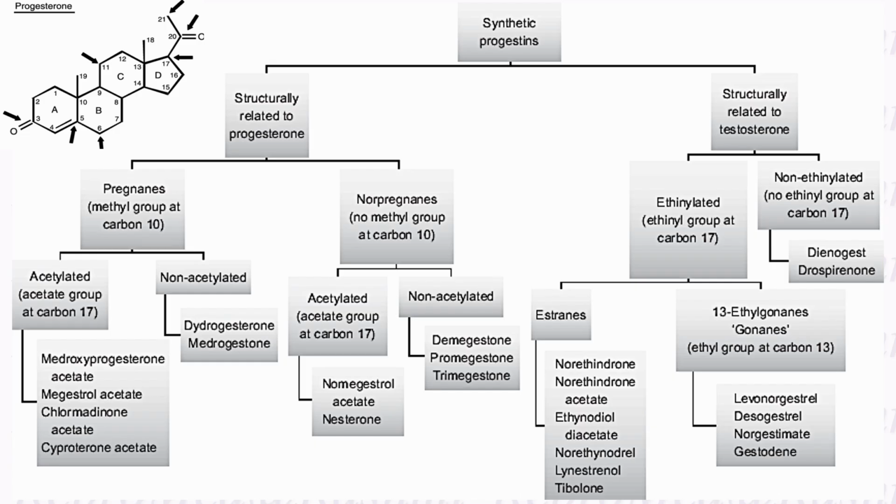Now, coming on to those which are structurally related to testosterone. They can be divided into ethynylated and non-ethynylated. The non-ethynylated are dienogest and drospirenone, while the ethynylated are divided into the estranes and the gonanes. The estranes are norethindrone, norethindrone acetate, and tibolone, and the gonanes with an ethyl group at carbon 13 are levonorgestrel, desogestrel, norgestimate, and gestodene. So this was another way of classification of progesterone.